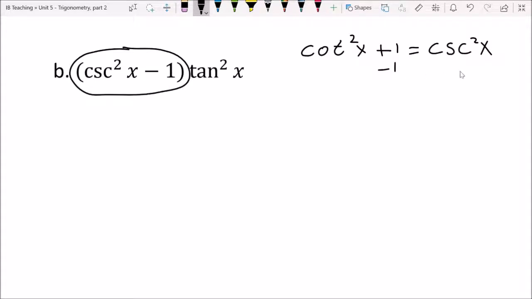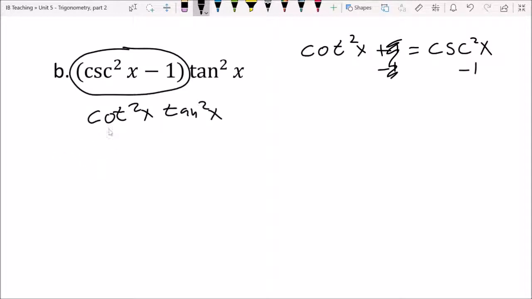So let's do minus 1 on both sides. So those cross out. I have cosecant squared minus 1. Hey, that matches perfectly. So instead of cosecant squared minus 1, we'll write cotangent squared x, and then the tan squared is still there. If you can see what's going to happen next, awesome, then you don't need the next step. If you're not sure what's going to happen next, then you will need the next step.